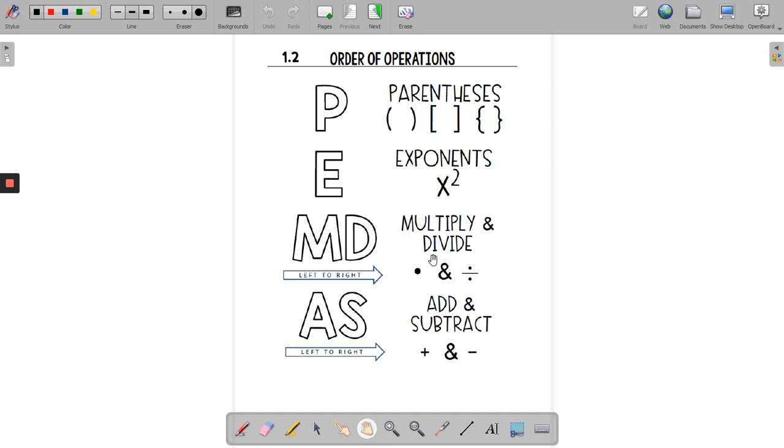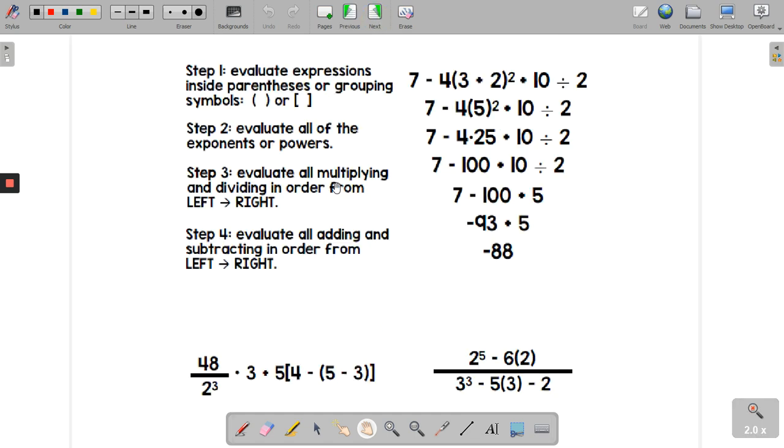Then multiplication and division. The thing about multiplication and division, it goes from left to right. So if division comes first, you do that before you multiply. Then lastly, addition and subtraction. Same thing goes here. We go from left to right, no matter if subtraction comes first or addition comes first. So the first step, you're going to evaluate the expression with your parentheses or groupings.